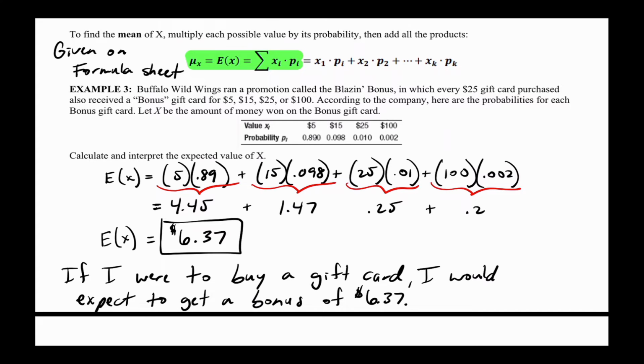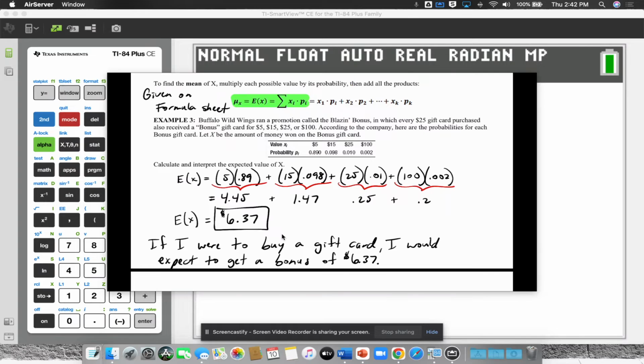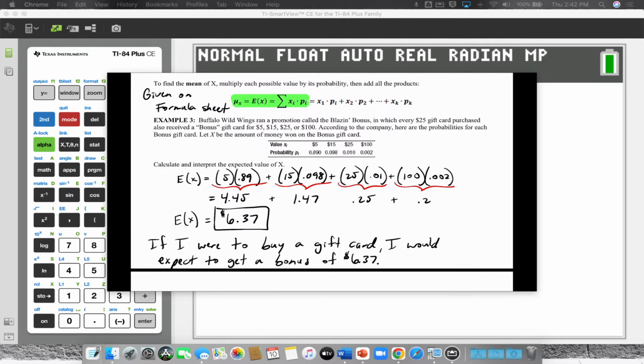So let's go to your calculator. We're going to calculate the exact same number. The difference is it is going to be calculated on the calculator, not by hand.